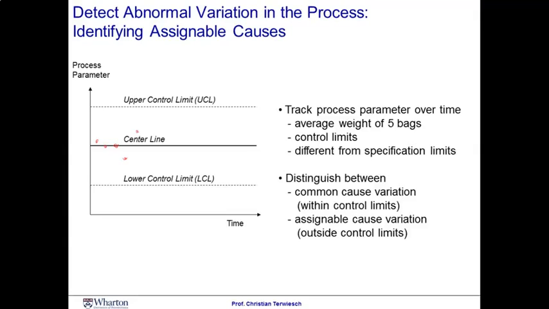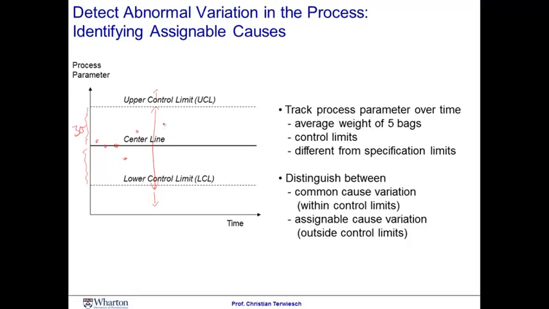Now, in our calculations, we're going to set the upper control limit as 3 standard deviations above the mean. And we're going to set the lower control limit as 3 standard deviations below the mean. I can then ask myself, well, with what probability will a sample average of 5 bags fall within this range and outside of this range?